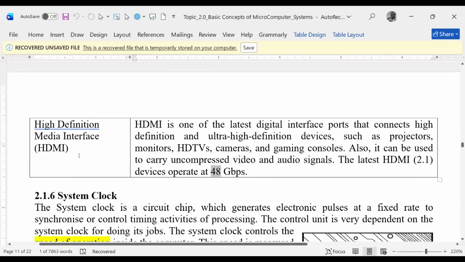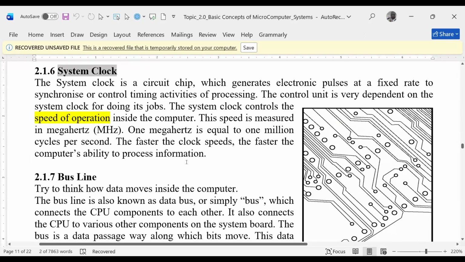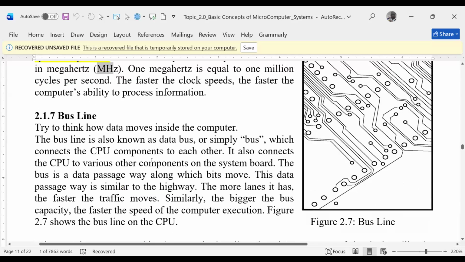Good. This is also another part of the CPU, the system clock, the bus lane. You have mentioned the system bus, how it works. The CPU is measured in hertz, whereas the memory, the processor, and then the hard disk are measured in bytes. The system clock here is a circuit chip which generates electronic power at a fixed rate to synchronize the timing. Good. There's a clock assigned to your computer system. That's why when you switch it on, it shows you the time and so on.